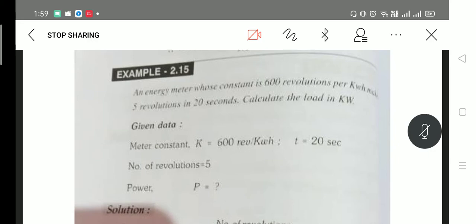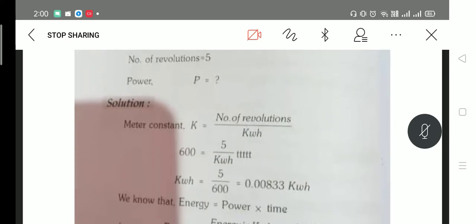So, we can find the power. First you can find the energy, then we can find the power, right? Energy is equal to power into time. From that condition we can find the power, right? Here he is given the number of revolutions, and K is equal to the number of revolutions by energy. So, first we have to find the energy. He is given the number of revolutions and meter constant. So, we can find the energy first, right?